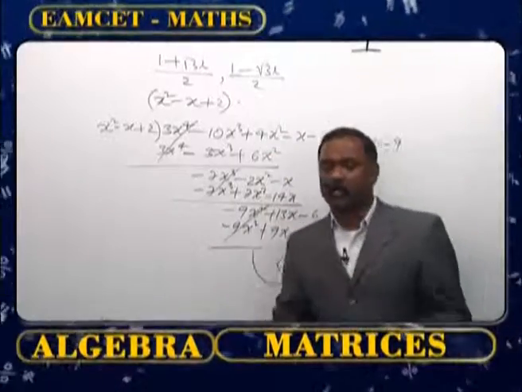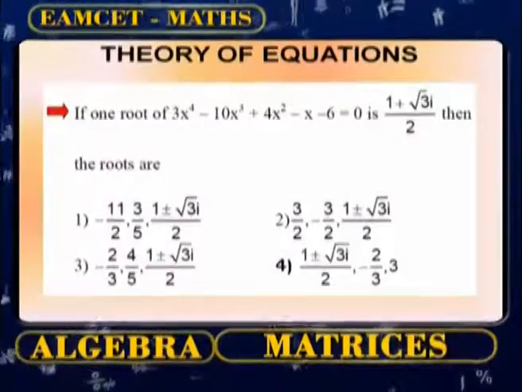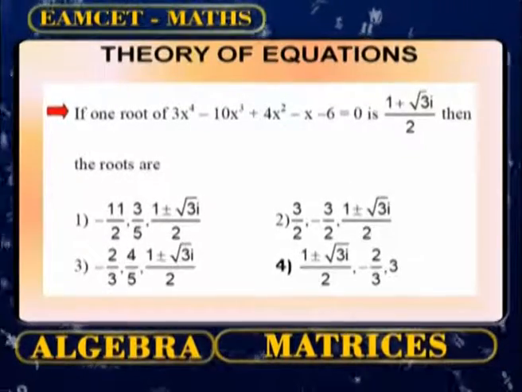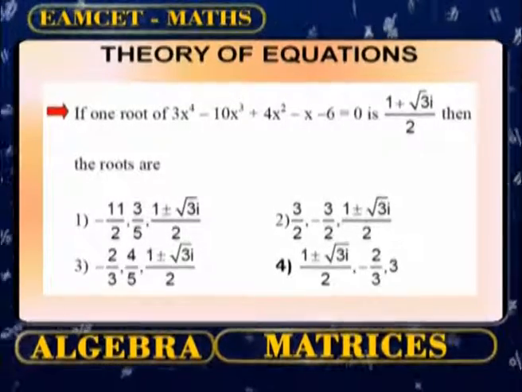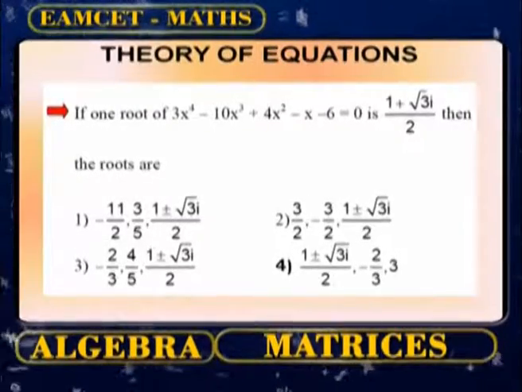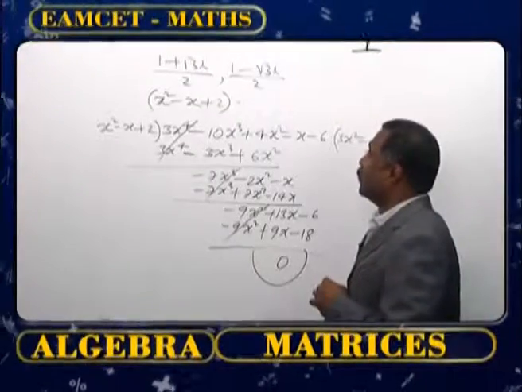So let us check the question. If one of the roots of 3x power 4 minus 10x cube plus 4x square minus x minus 6 equal to 0 is 1 plus root 3i by 2, the other one will be 1 minus root 3i by 2. That's what we have written.